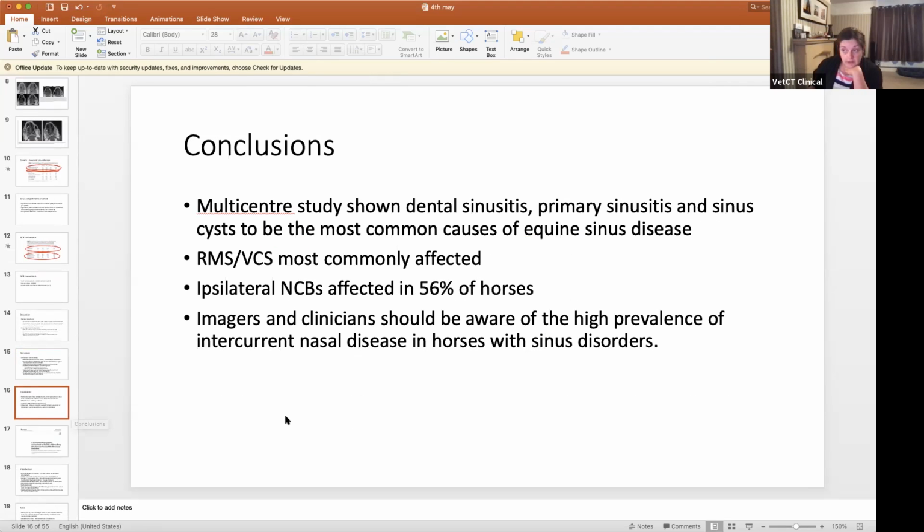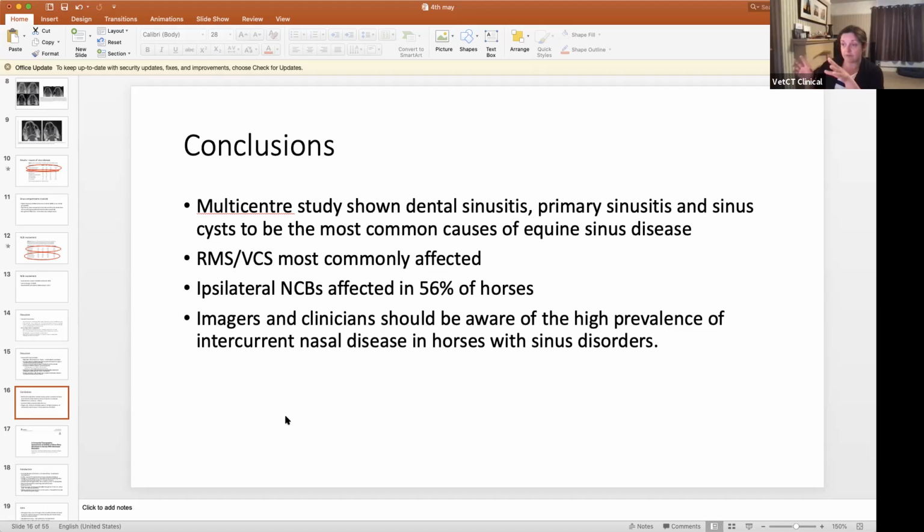So in conclusion, their multi-center study showed that dental sinusitis, primary sinusitis, and sinus cysts are the most common causes of equine sinus disease. The rostral maxillary and the ventral conchal sinus are the most commonly affected, which I think is interesting, and certainly for looking at radiographs, the ventral conchal sinus can be more difficult to assess. The ipsilateral nasal conchal bullae are affected in 56% of horses. And I think the damage and destruction is maybe less important than the 1 in 3 horses that have the empyema.